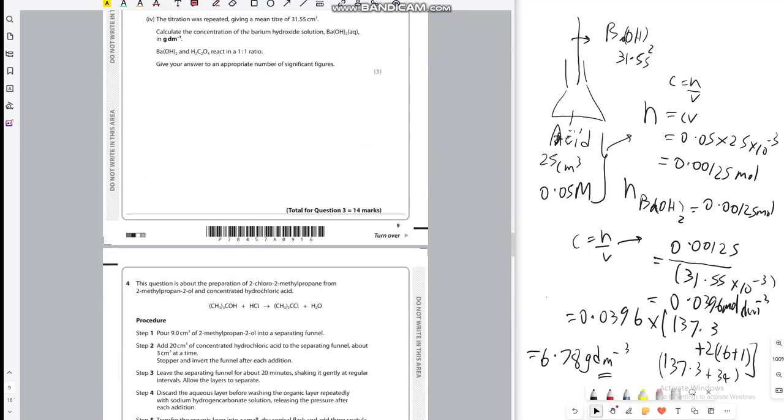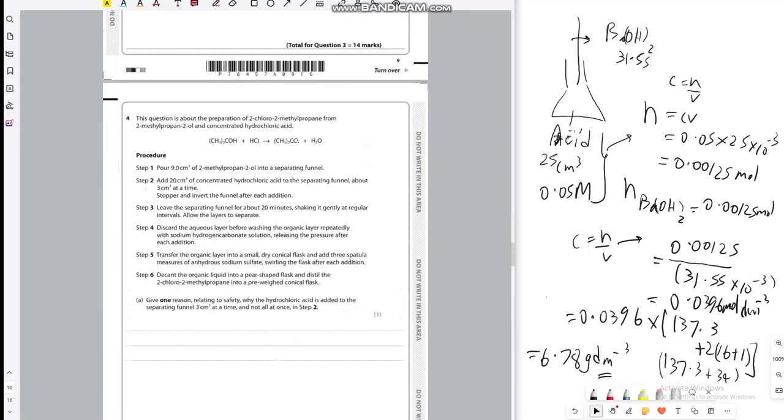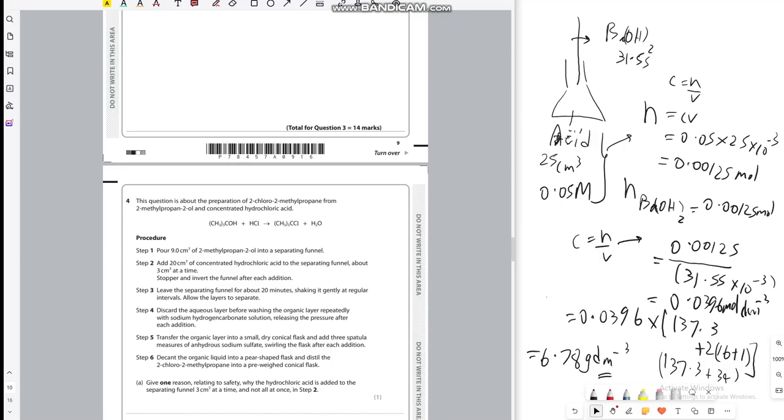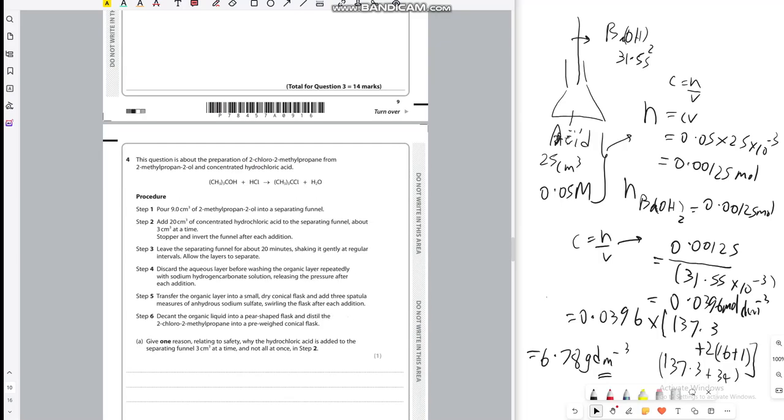Right. We'll move on to question number 4. This question is about preparation of 2-chloro-2-methyl propane from 2-methyl propan-2-ol and concentrated hydrochloric acid. So what they are doing is converting an alcohol into a haloalkane, isn't it? Right. The procedure: pour 9 centimeter cube of 2-methyl propan-2-ol into a separating funnel.